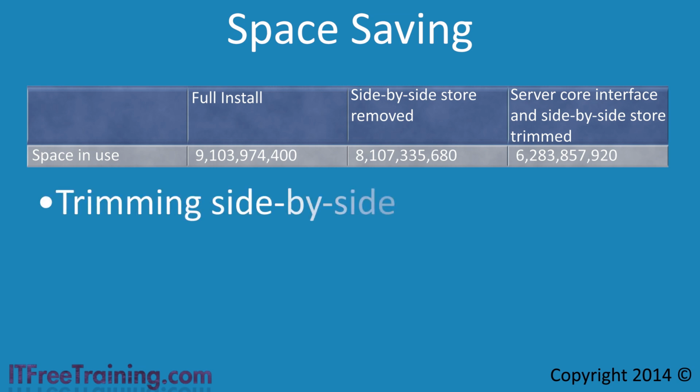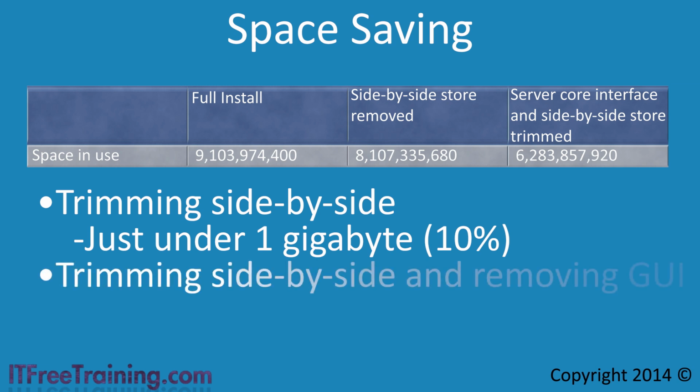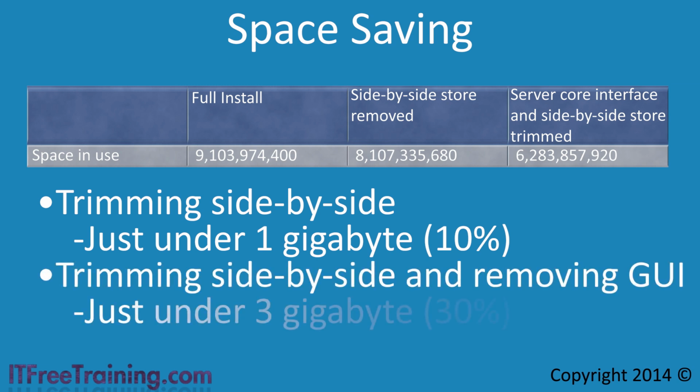Trimming the side-by-side store saved just under 1 GB of space. This does not sound like a lot, but it is actually 10% of the original install. When the GUI was also removed, this reduced the install by 1.8 gigabytes, making a total space savings of 3 gigabytes, or a savings of 30%.